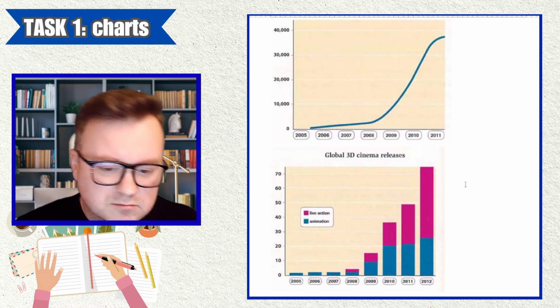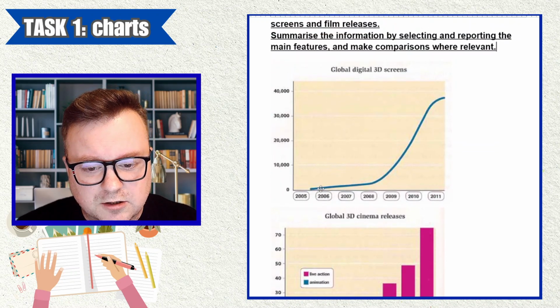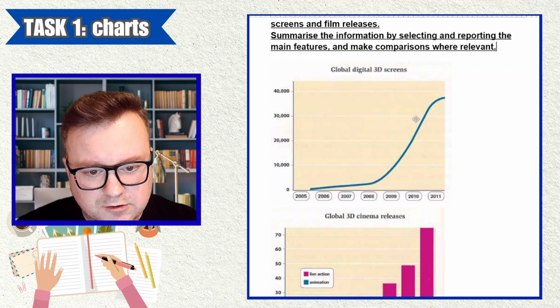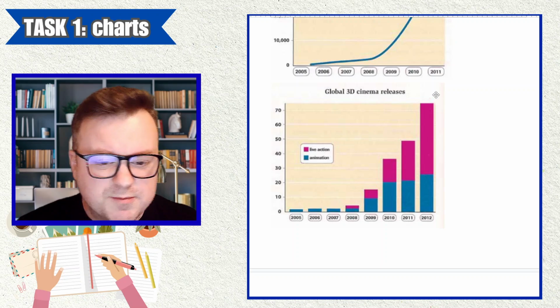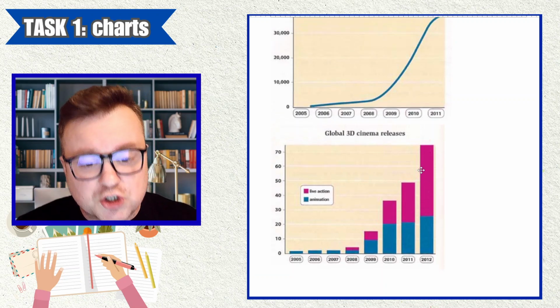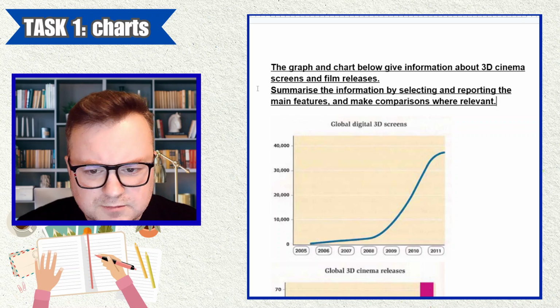And here, just looking at it without looking at any details, I can see the line graph starts slow and then grows fast. The bar chart starts slow and grows fast. So immediately I can see that there is scope for comparisons. Still, let's read this again.